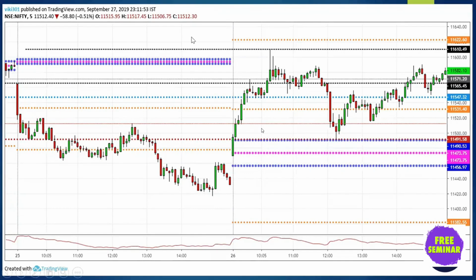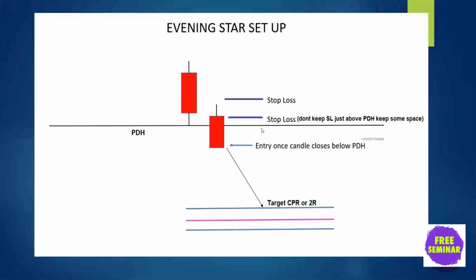Look at this. This is also a PPT pattern. This is your CPR. Day's first candle, bullish candle. You will enter here. You will keep stop loss here. You will take profit here. This is what the PPT pattern is.